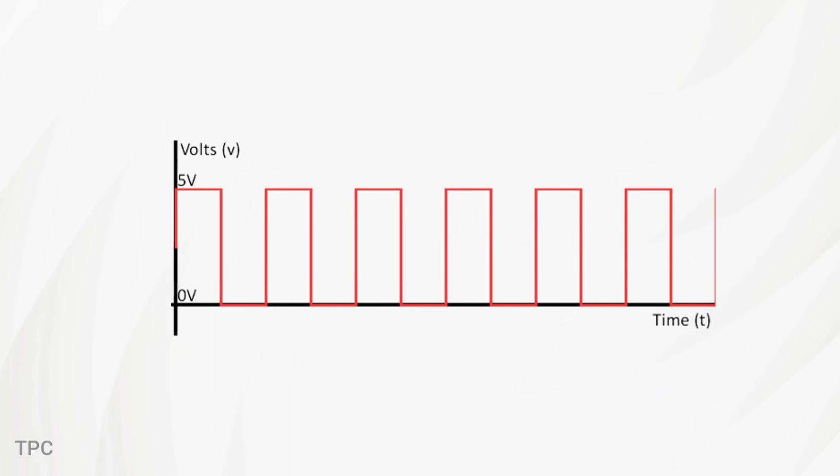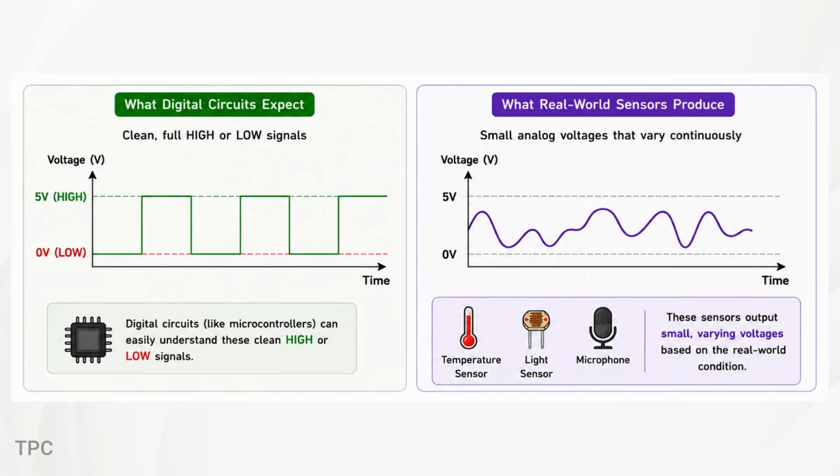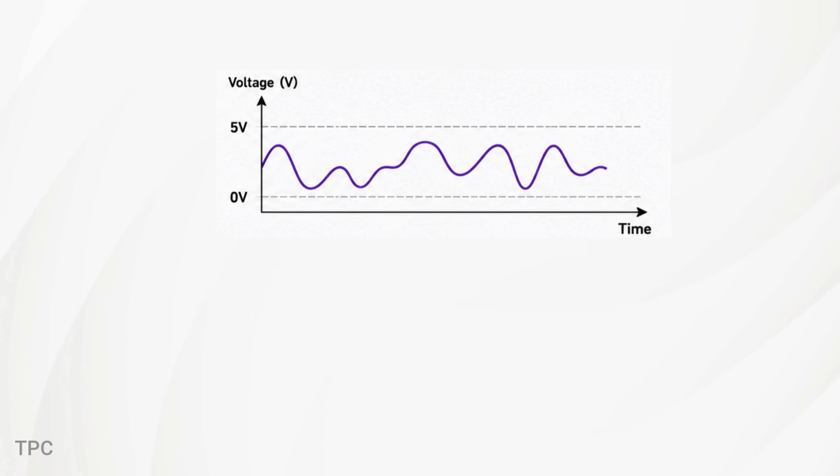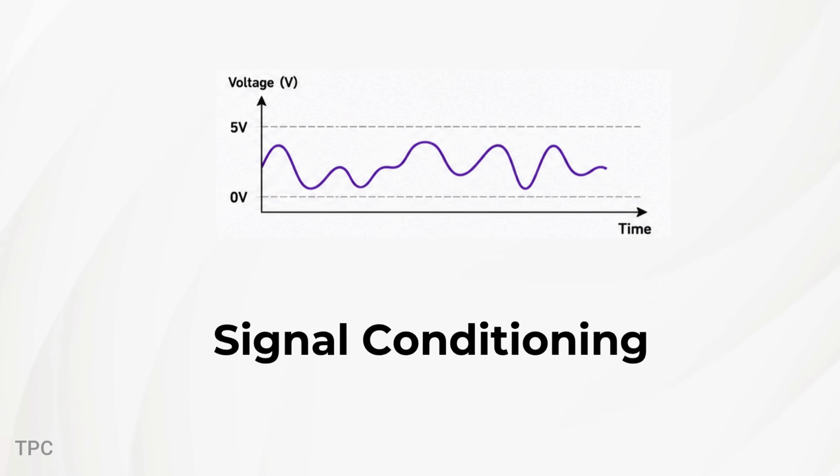So far, everything we've seen was digital. Signals were either high or low. But in real-world applications, most signals don't come in that form. Sensors like temperature sensors, light sensors, or microphones produce very small analog voltages, not clean high or low signals. And before we can use these signals in digital circuits, they require signal conditioning.